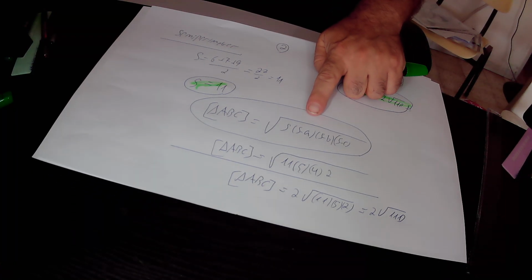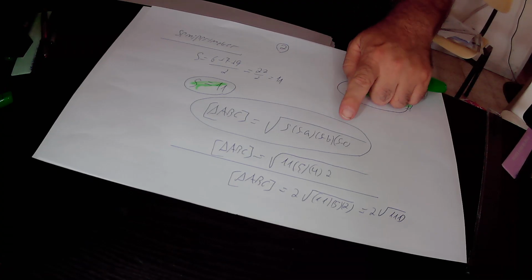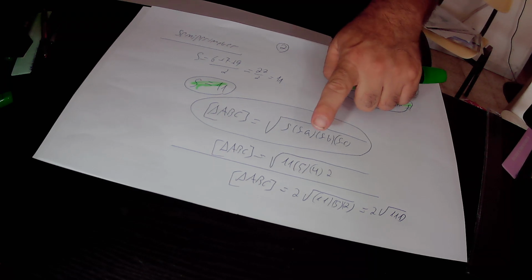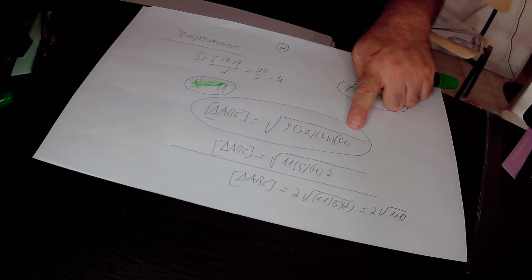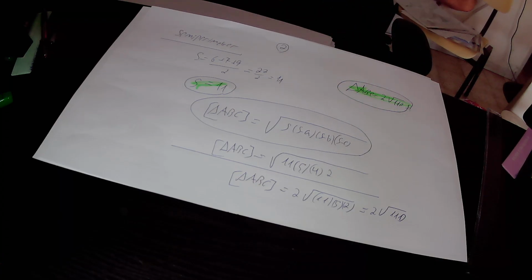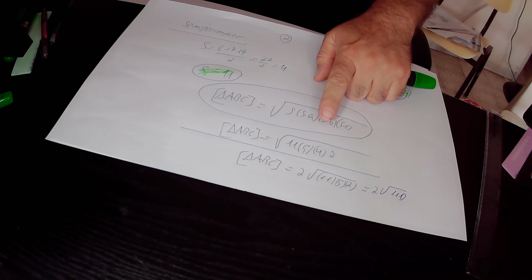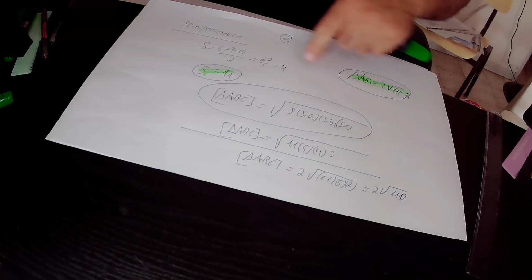times S minus A. 11 minus 6 is 5. 6 is the length of one side of triangle ABC, times S minus B. S is 11, B is 7, so 11 minus 7 is 4, times S minus C. S is 11, C is 9, so 11 minus 9 is 2. So in total, the area of triangle ABC equals the square root of 11 times 5 times 4 times 2.